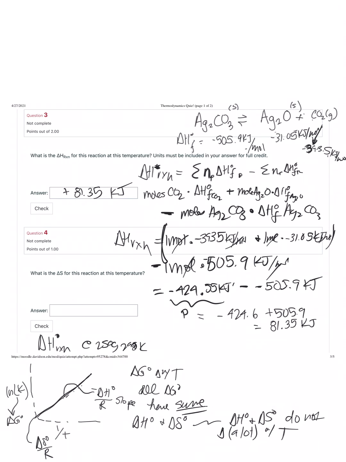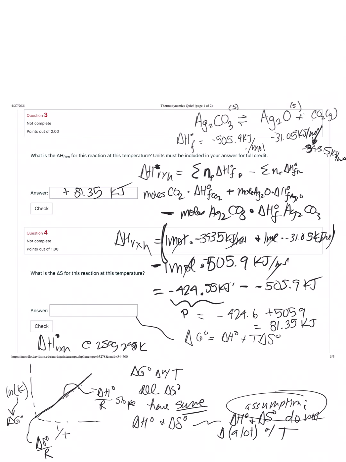All right, we make the assumption that the changes that occur with delta H and delta S with temperature are so small that we can ignore them. But that's not true for delta G, alrighty? And so delta G is temperature dependent, delta S and delta H are not. So for this, we have our equation, delta G naught is equal to delta H naught minus T delta S, all right?